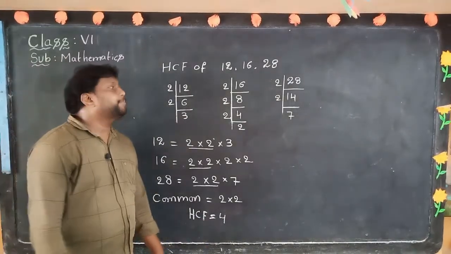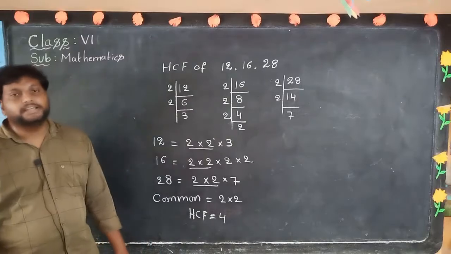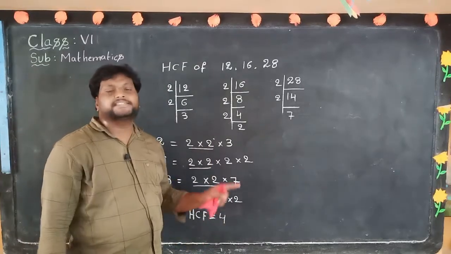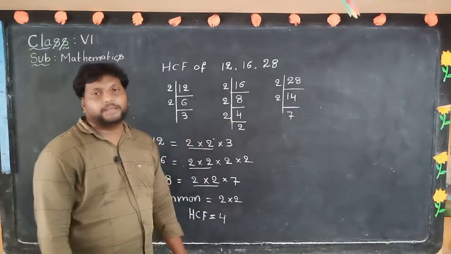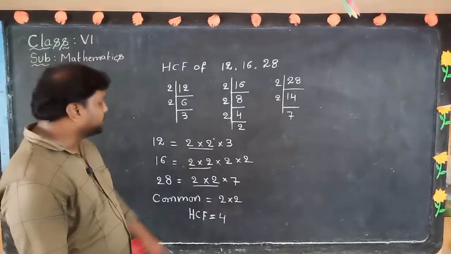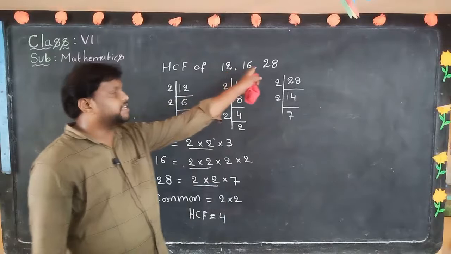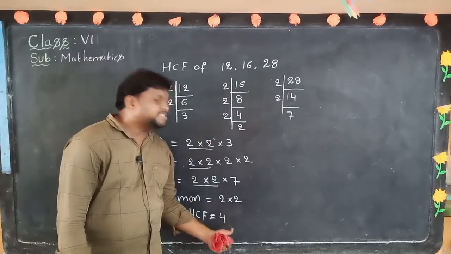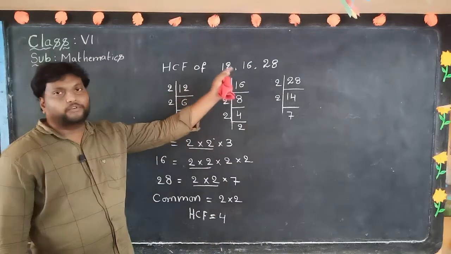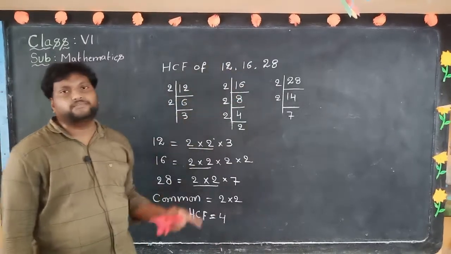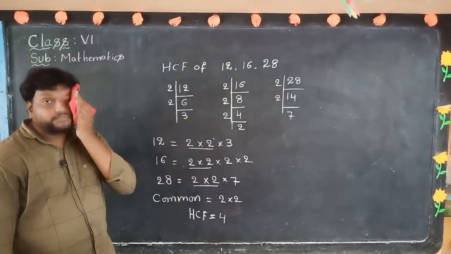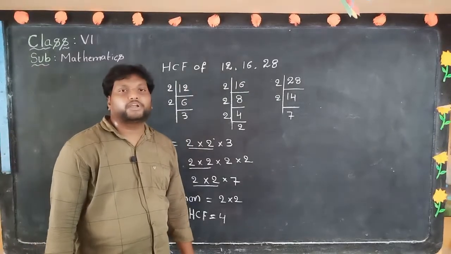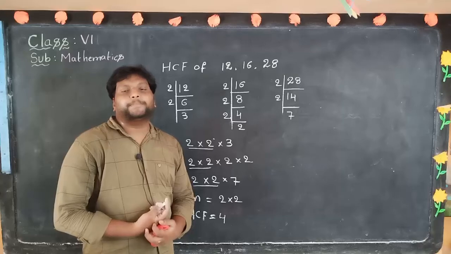This is the prime factorization method. See what I said in previous classes, the HCF value is always less than or equal to the given numbers. 4 is less than 12, less than 16, less than 28. Yes or no? Then 4 is a factor of these 3. 4 3s are 12, 4 4s are 16, 4 7s are 28. The highest common factor of these 3 is only 4. More than 4 is not possible for any number.